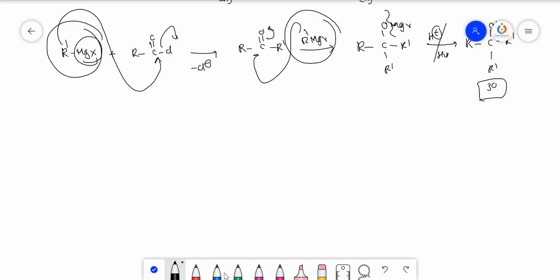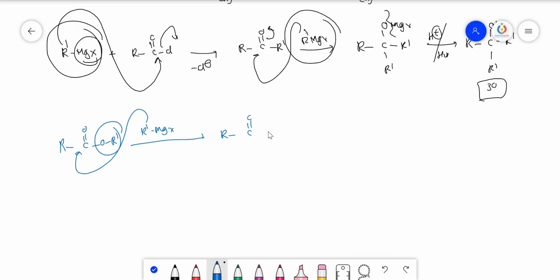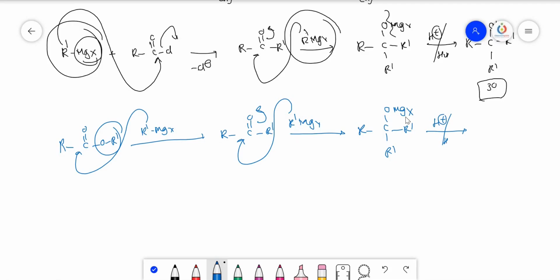Now let us take the esters, RC=OOR'. Here also there is a leaving group, like the chlorine. One Grignard reagent initially attacks here and removes this OR part. So we get RC=OR', just like here. Again we need one more mole of the Grignard reagent to attack here and get RCOMgX with R' here and R' here, and the last step is H plus and H2O.